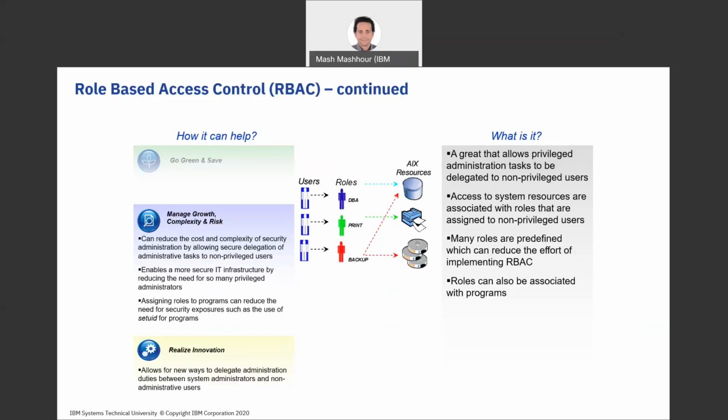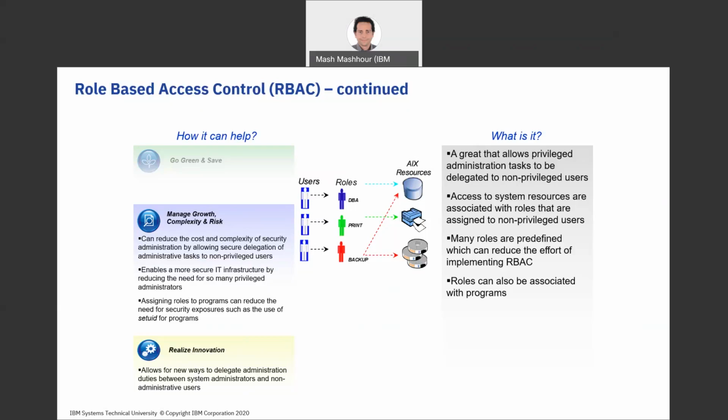Look at this, for example: it can reduce the cost and complexity of security administration by allowing the secure delegation of administrative tasks to non-privileged users, reducing the need for so many privileged administrators. Or, for example, multiple users having the root access. Assigning roles to programs can reduce security exposures, such as the use of the security programs.